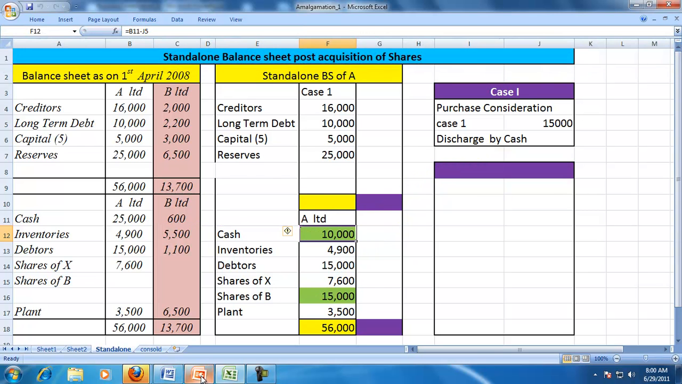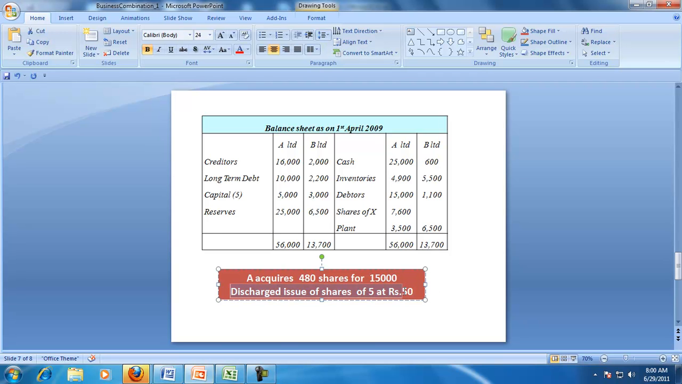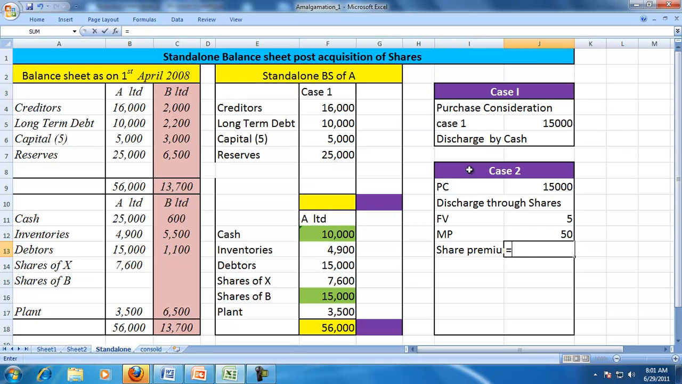Now let us go back to the question and see, instead of cash, the same question, if I say the purchase consideration is discharged by shares of 5 issued at 50, that means issued at a premium. So case 2: purchase consideration is the same amount, but discharged through shares. The face value of the share is given as 5, and the market price of the share is given as 50. So therefore there is a share premium of 45.